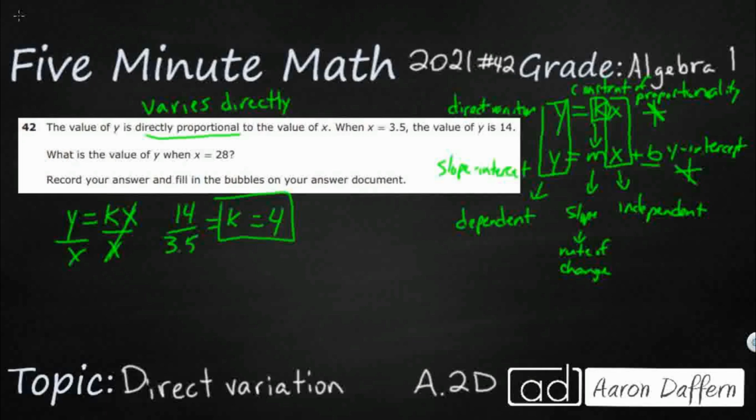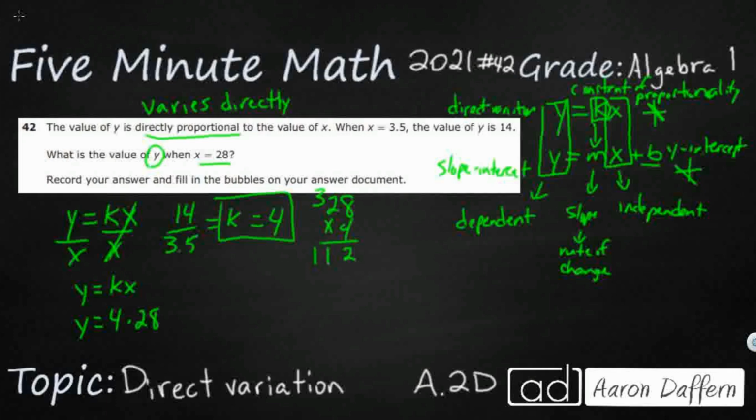So what is the value of y when x equals 28? Well, we plug it back in here. y equals kx. Now that we have our constant of proportionality, we know we're looking for the value of y. x is 28, and k is 4. So it's just 4 times 28. That's it. This whole thing is just 4 times 28. So that's 112.